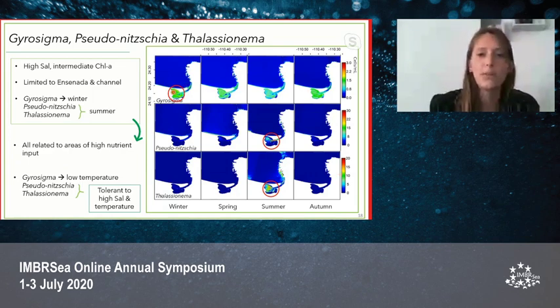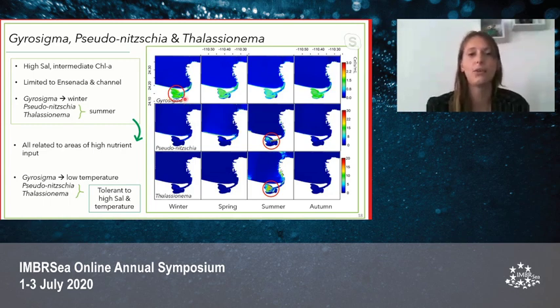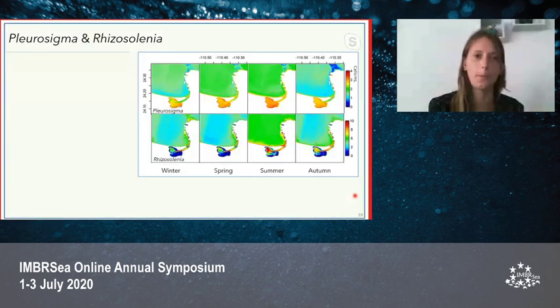They were associated with upwelling areas or river runoffs. The reason that Gyrosigma was mostly abundant in winter is that this genus is mostly related with cold temperatures, whereas Pseudonychia and Thalassonema are very tolerant to high salinity and high temperature, which makes them ideally adapted to the environment in the Ensenada in summer.